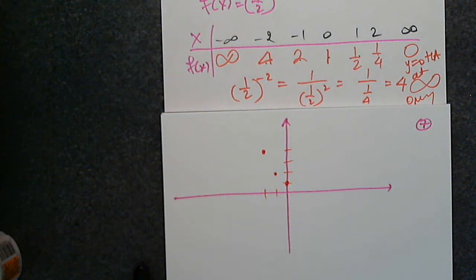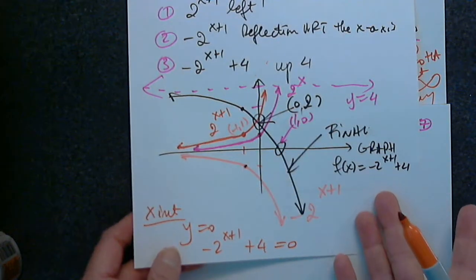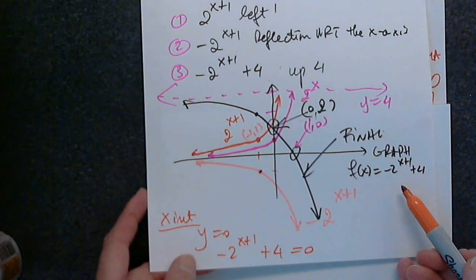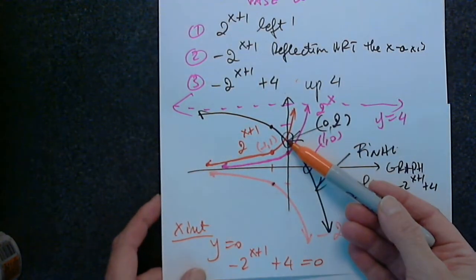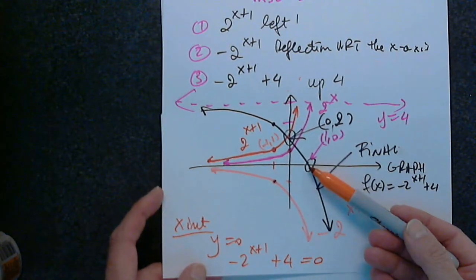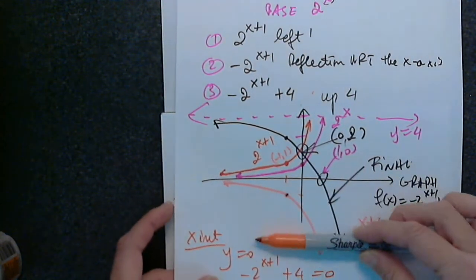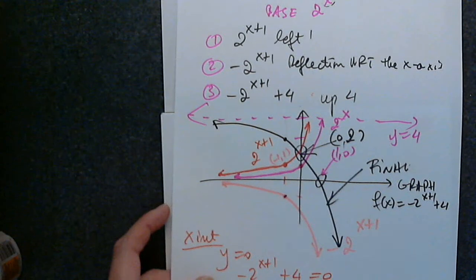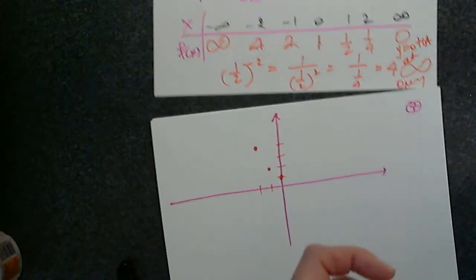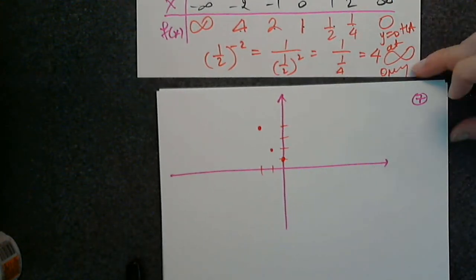Because when the power is 0, the answer is always 1, no matter what, if they are base functions. This one is anything but a base function. This one has 3 transformations on the base function. That's why it crosses at 2 and it crosses at 1, and it has range between -infinity and 4. It is a totally different story. Way more sophisticated, complicated, if you want to call it.